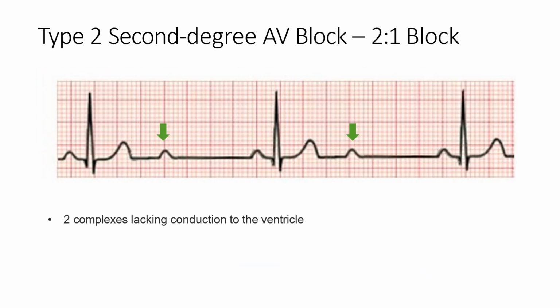So this is a 2:1 AV block. Here it is difficult to say whether this is type 1 or type 2 because there are only 2 beats. So we cannot say whether the PR interval was increasing or not.